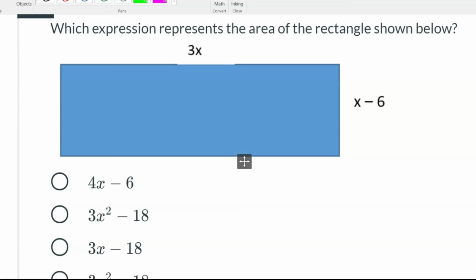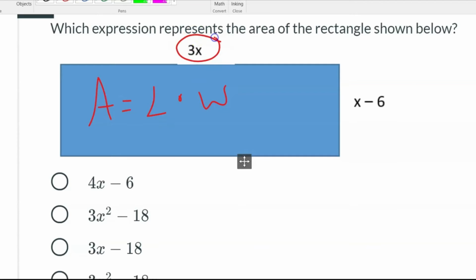When we multiply polynomials, most of the time on a test, you're not just going to get 2 things to multiply together. They're going to give you something like an area model or some kind of example where you have a length and a width. Now when we're talking about area, it's length times width. It's one side times the other side. So here they're giving you an expression, and they're saying what expression represents the area.